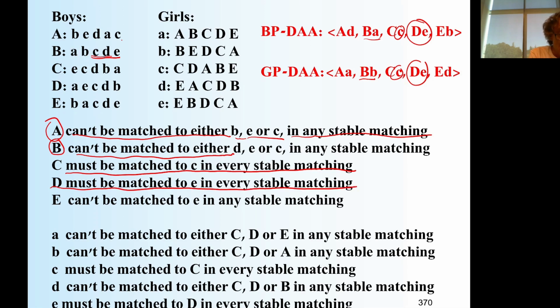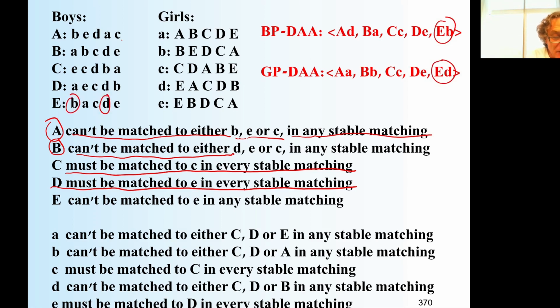Let's talk about E. Let's look here, that's what E gets. The best for him is B, the worst is D. So what he cannot get is E. That's what I can say. Why? Maybe he can get A in a stable matching. D is the worst, B is the best. Maybe in one stable matching he can get A or C. But I can conclude, E can't be matched to E in any stable matching.